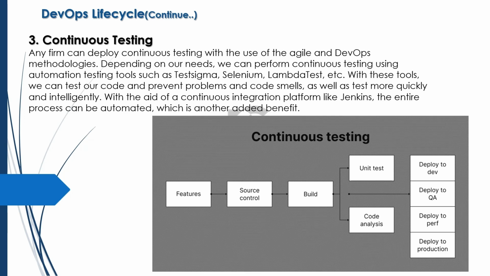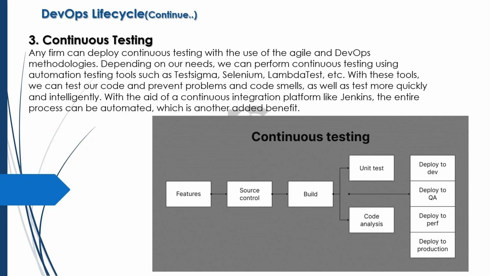Okay, so whatever piece of code you are getting from development after the build is being tested, right? It is also a to-and-fro process. If you find that the functional testing is not working, then it is brought back to the build or development phase. With the aid of continuous integration, which we'll learn about next, like Jenkins, the entire process can be automated, which is another added benefit.